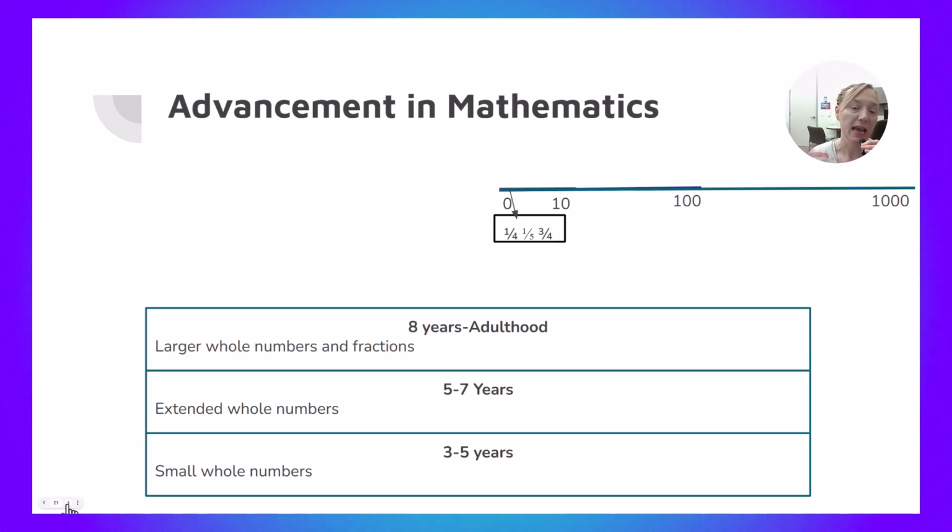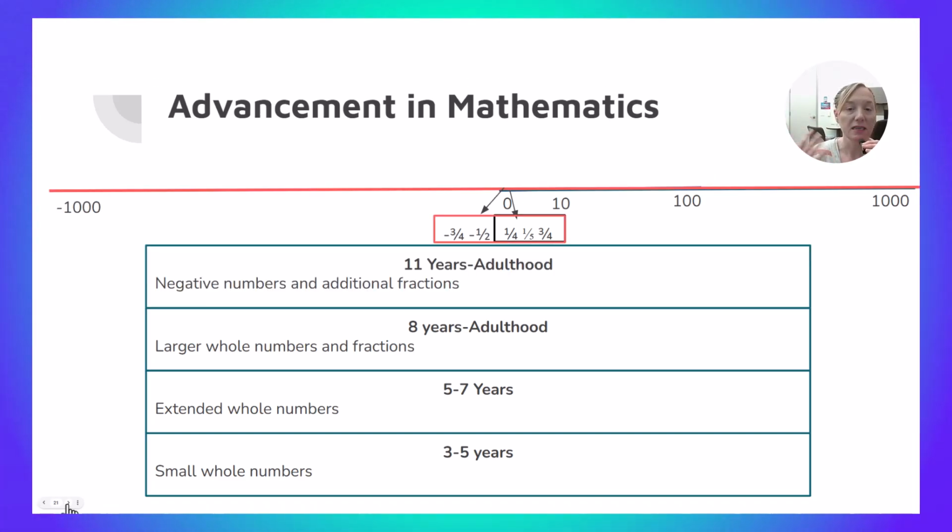And then from there, from 8 years to adulthood, we start getting this real wide range of whole numbers and fractions from 0 all the way to 1,000, maybe even beyond that. And then from there, at about 11 years it comes in and we continue to work on it into adulthood, negative numbers and additional fractions. So negative fractions, decimal places, all of those things come into place as we get older.